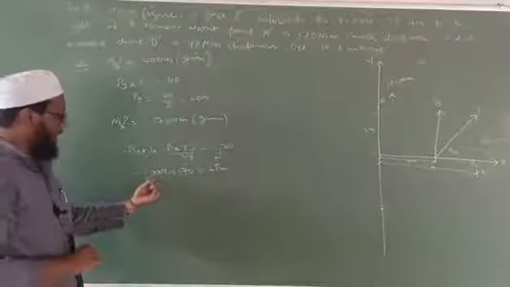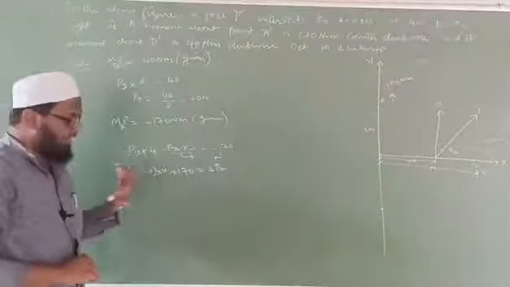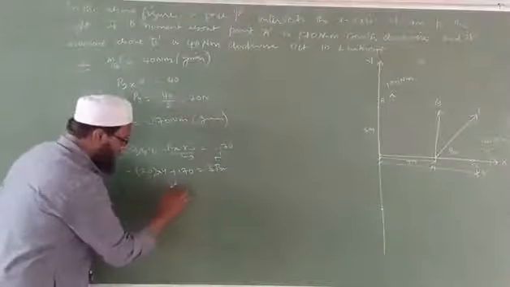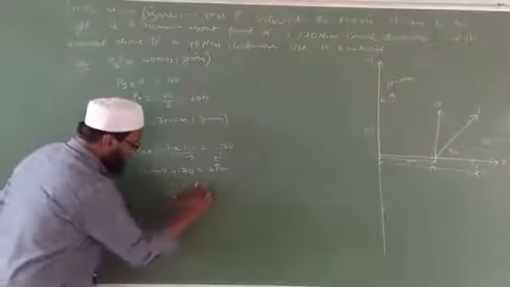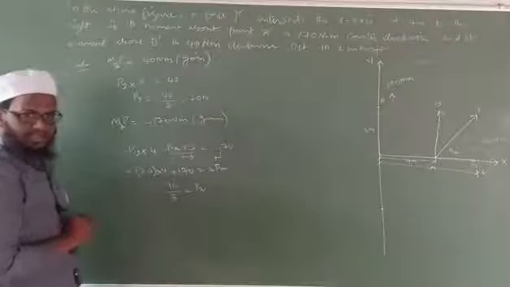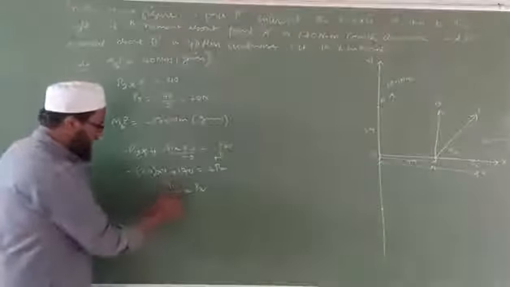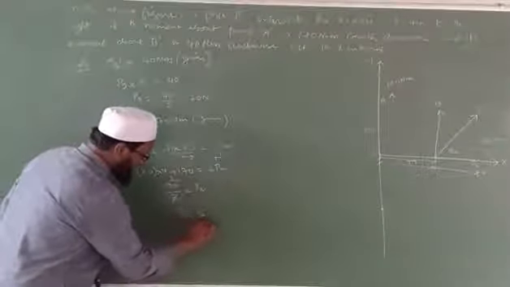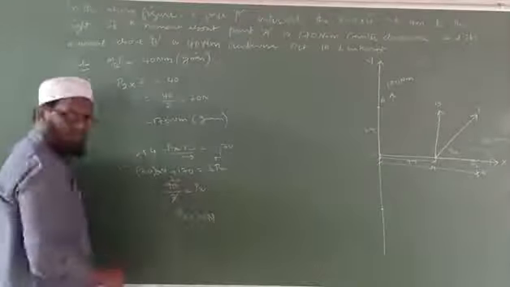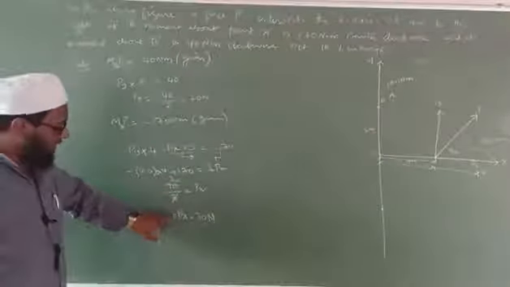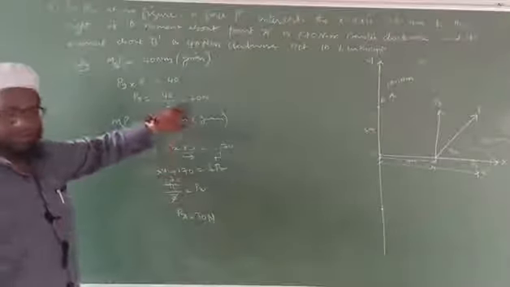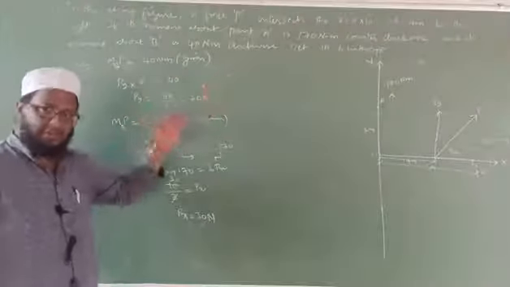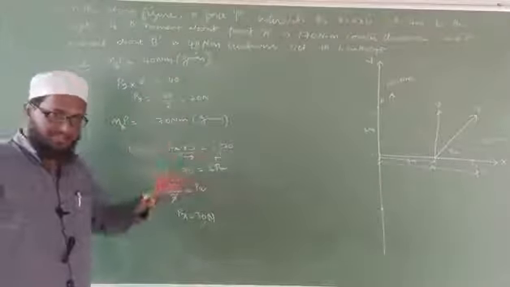So 40, 4 2s are 8, minus 80, so 90 I think, right? 90 divided by 3 is equal to Px. So 3 1s are 3, 3 3s are 9, so Px is equal to 30 Newtons. Okay, we calculated the value of Px, we calculated the value of Py without any inclination. Again, we do not have any theta here, but we have calculated Px and Py.